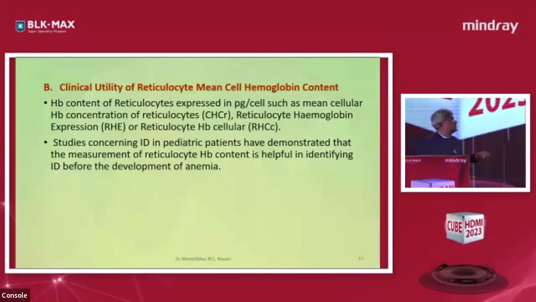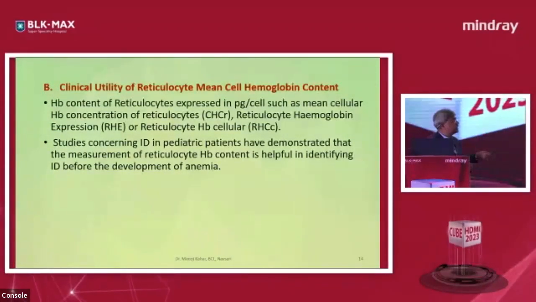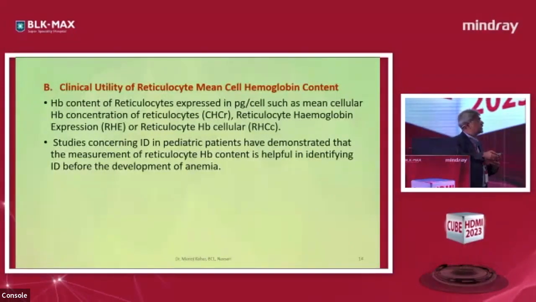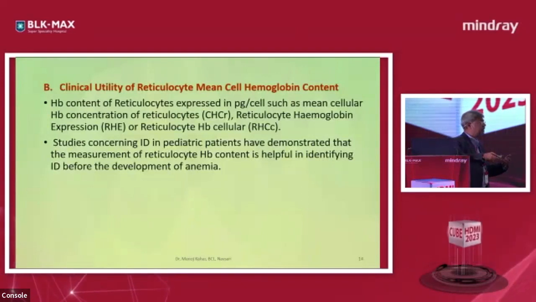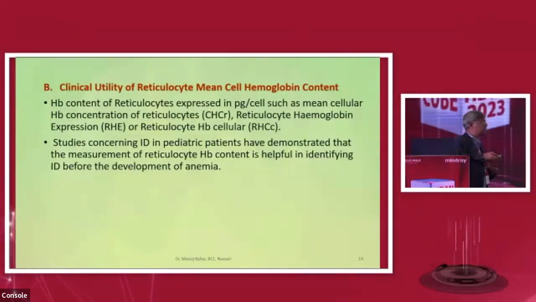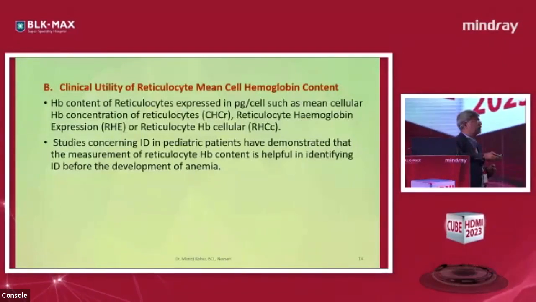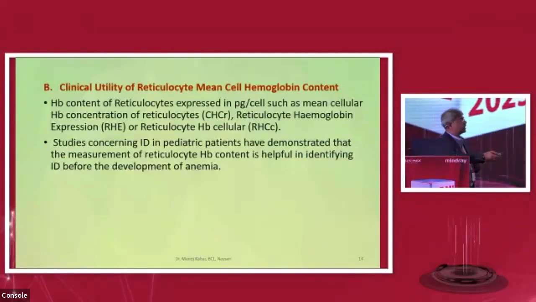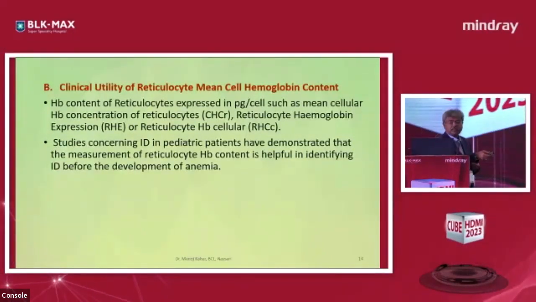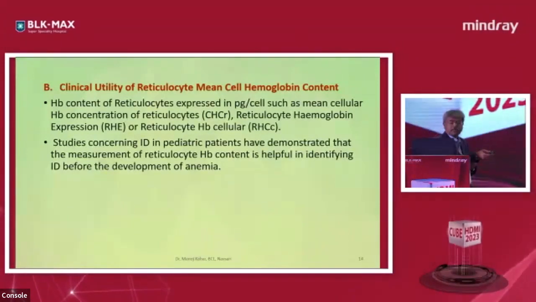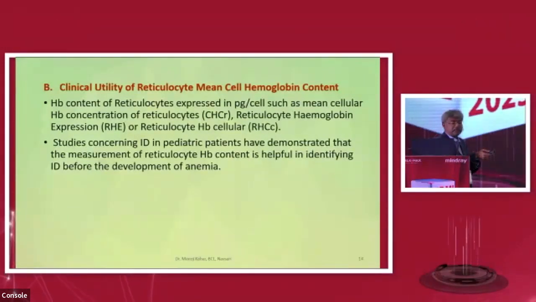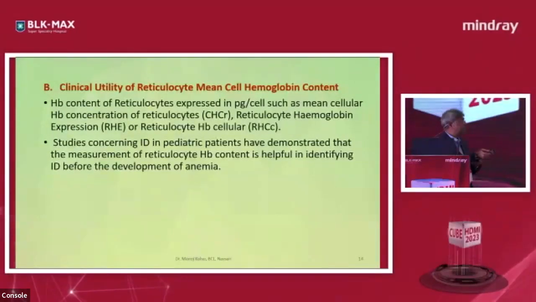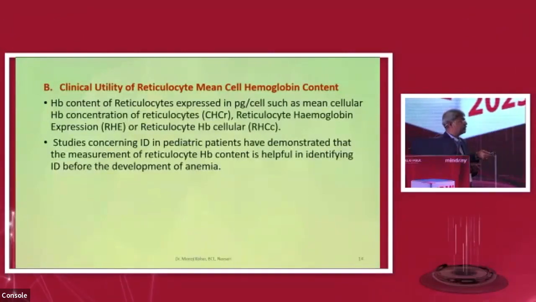Then the second parameter being used is the reticulocyte mean cell hemoglobin content, and different equipment label it differently. Some instruments label it as CHr, Mindray labels it as reticulocyte hemoglobin expression, and some instruments also have the reticulocyte hemoglobin cellular content, that is RHCC. Studies concerning iron deficiency in pediatric patients have demonstrated that measurement of reticulocyte hemoglobin content is helpful in identifying iron deficiency before the development of anemia. So you are able to pick up the iron deficient stage before the actual development of anemia.